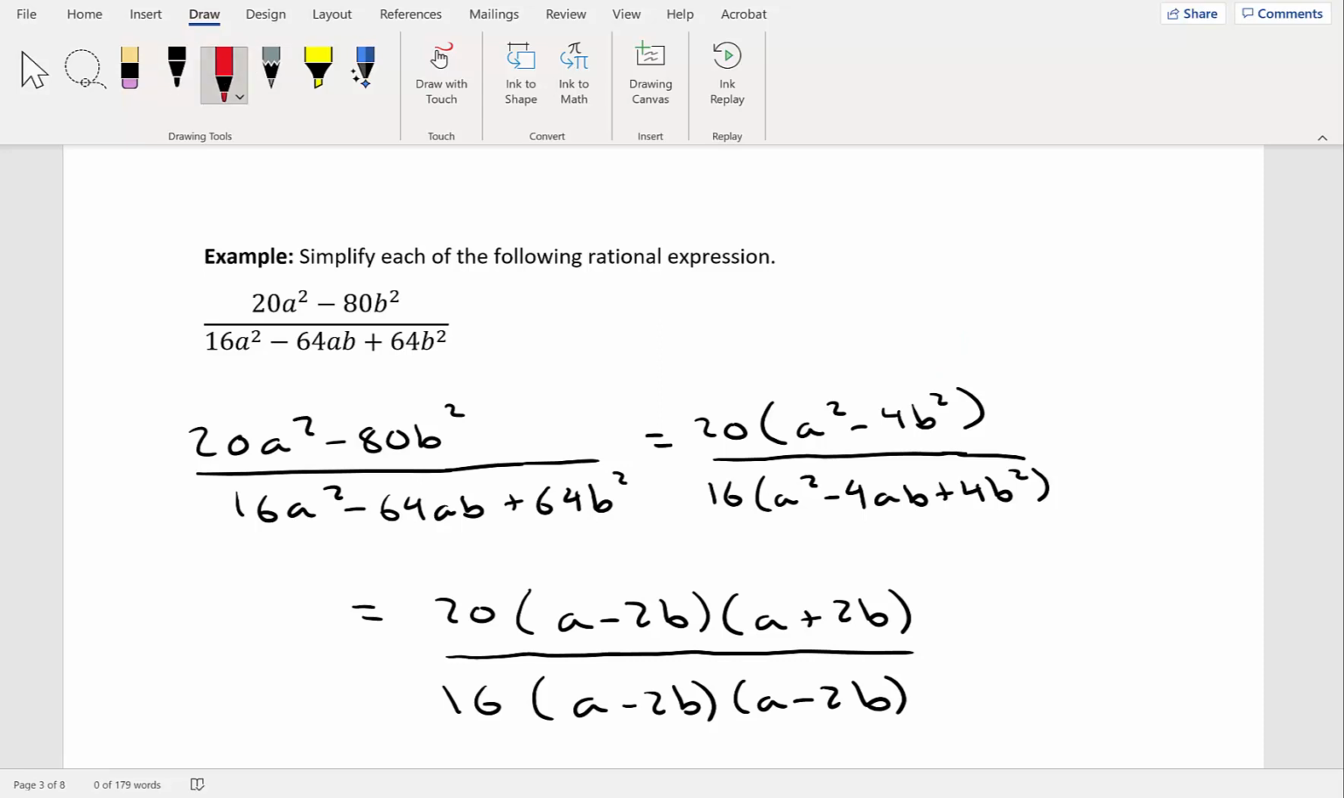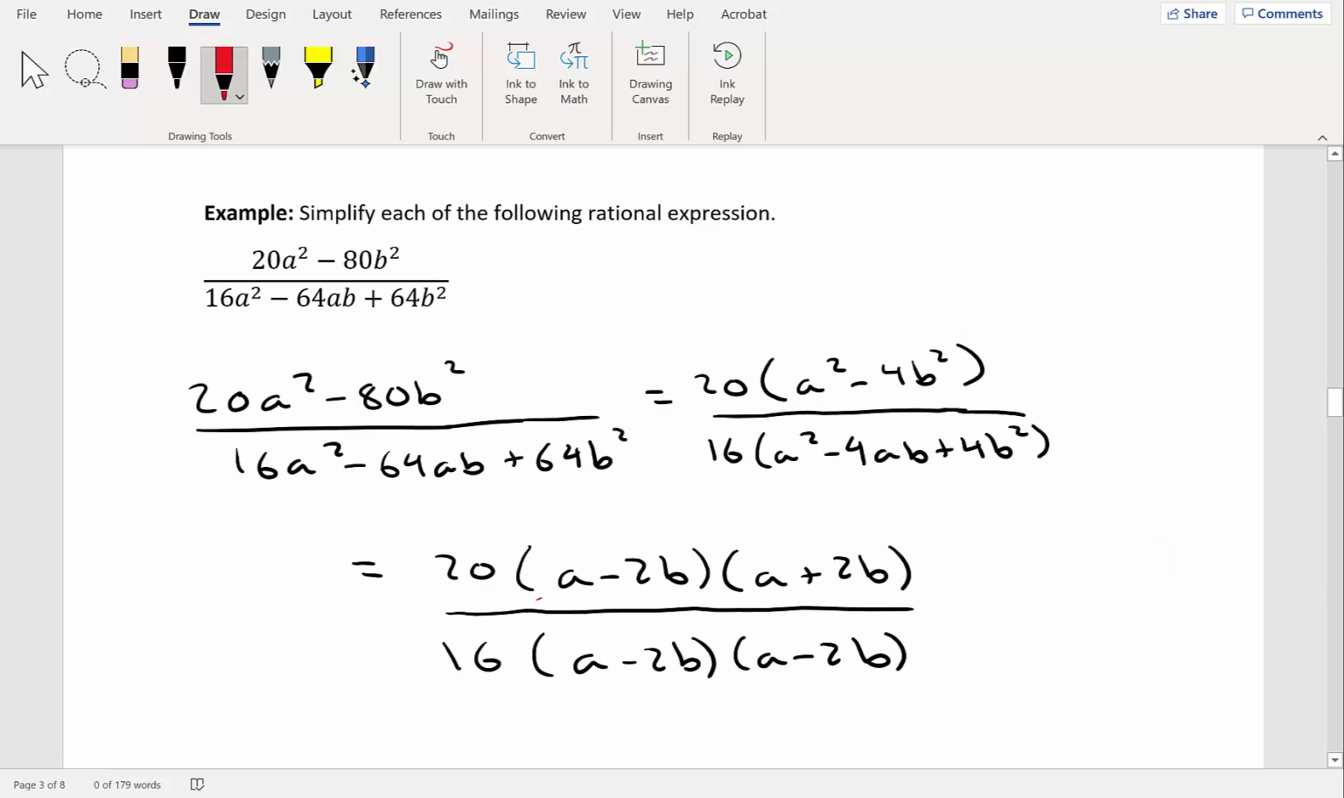Now I could cancel out common factors. I'll have an a minus 2b on the top and an a minus 2b on the bottom, so I could completely cancel those out. Now something else I have in common is with the 20 and the 16. Those have a common factor of 4. So 4 goes into both of these. 4 goes into 20 5 times, and then it goes into 16 4 times.